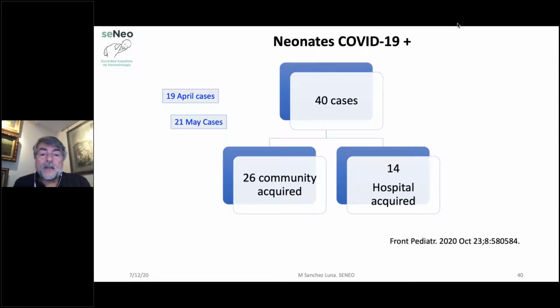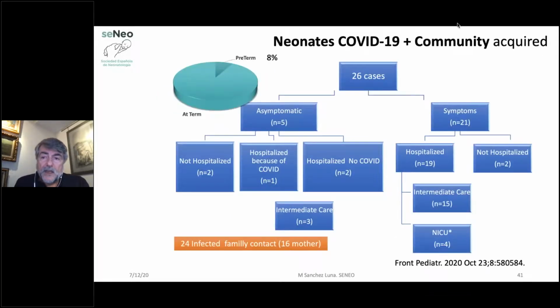Most of them were cases acquired in the community, probably infected by the family when they were at home, and only 14 probably were infected during the hospitalization after delivery. So here you have the 26 cases acquired in the community. Only 8% of the cases were prematurely born babies. 5 were asymptomatic, and symptoms appeared in 21. So of them, 19 required to be admitted to the hospital, and only 4 were admitted into the ICU.